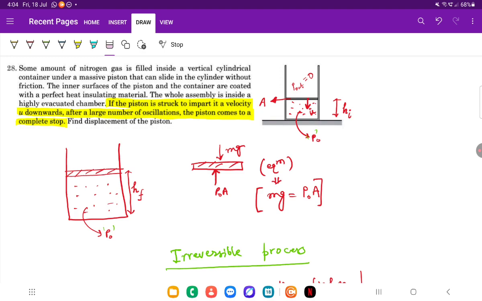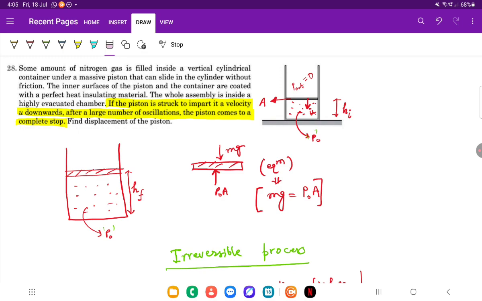Some amount of nitrogen gas is filled inside a vertical cylindrical container under a massive piston that can slide in the cylinder without friction. The inner surfaces of the piston and the container are coated with a perfect heat insulating material. The whole assembly is inside a highly evacuated chamber. That means basically P outside is 0. That is the purpose of giving this line.